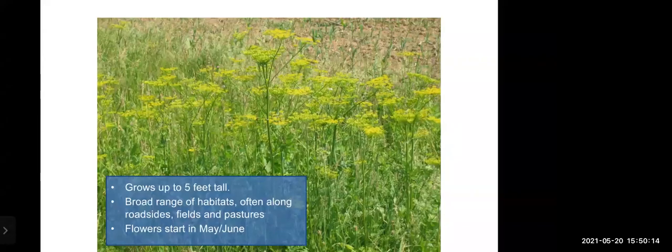And wild parsnip begins to flower from late May through June, and flowers for about 2 months before setting seed, which typically occurs in August or September. It has flat-topped compound umbels that are composed of yellow flowers, so it's always going to be yellow.